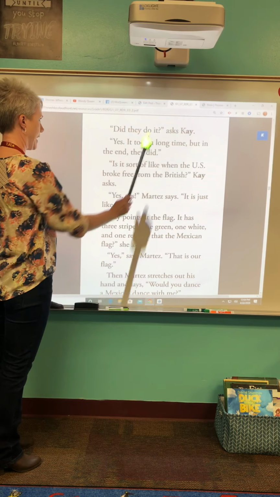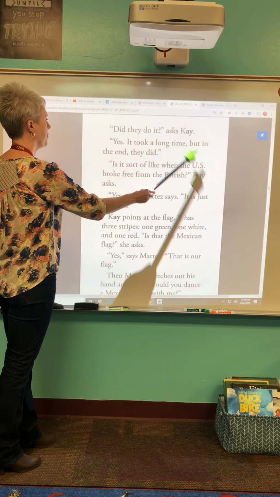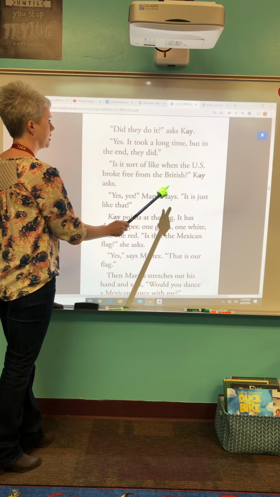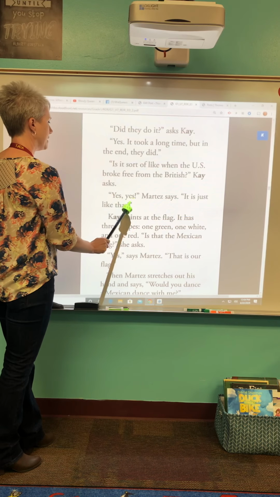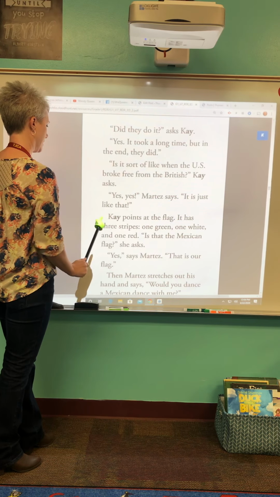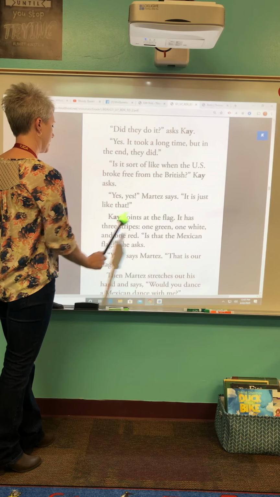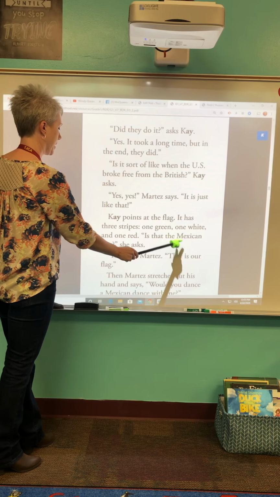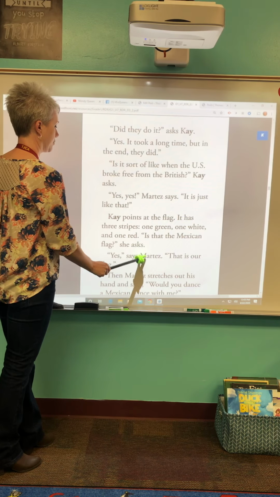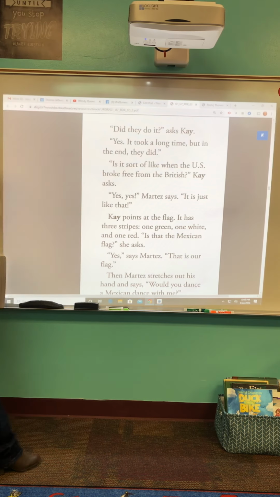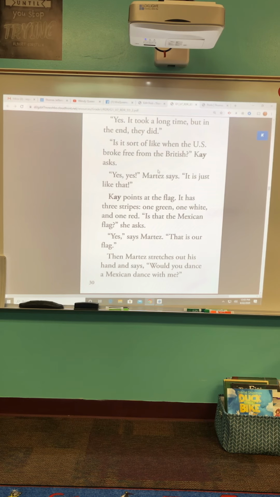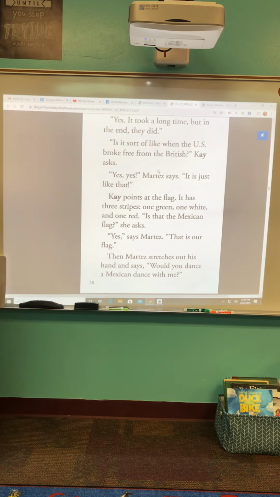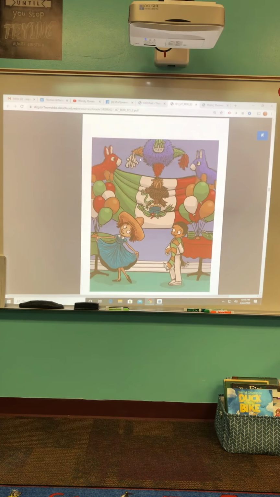"Did they do it?" asked Kay. "Yes, it took a long time, but in the end they did. It is sort of like when the U.S. broke free from the British." Kay asked. "Yes," Martez says, "it is just like that." Kay points at the flag. It has 3 stripes, 1 green, 1 white, and 1 red. "Is that the Mexican flag?" she asks. "Yes," says Martez, "that is our flag." Then Martez stretches out his hand and says, "Would you dance a Mexican dance with me?" Let's look at our picture. And there they are.